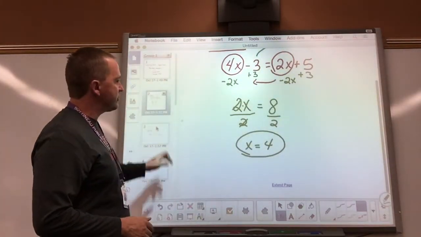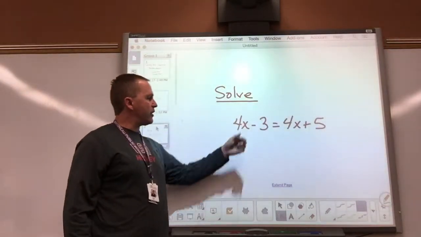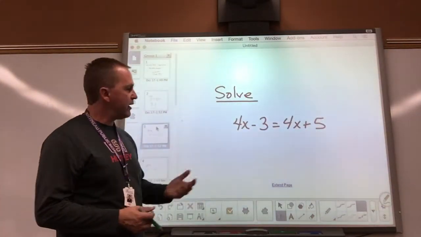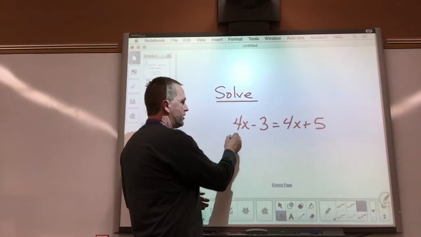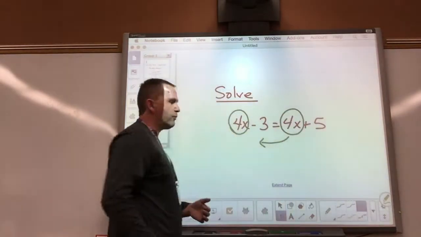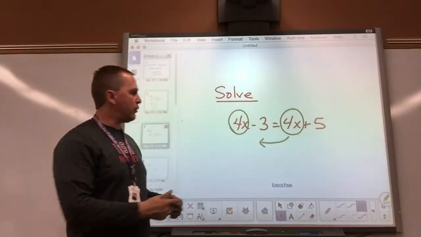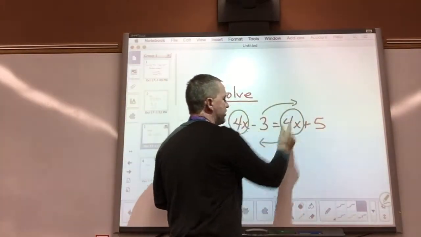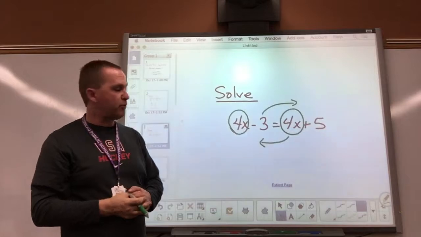Now I want to look at a special situation. In this case, we have 4x subtract 3 equals 4x plus 5. I'm going to do what I did to start with. I'm going to focus on these two terms that have x's. And in my mind, I'm going to get the x's to the left side of the equation. I'm going to send the numbers to the right side, very similar to what I did in the previous problem.